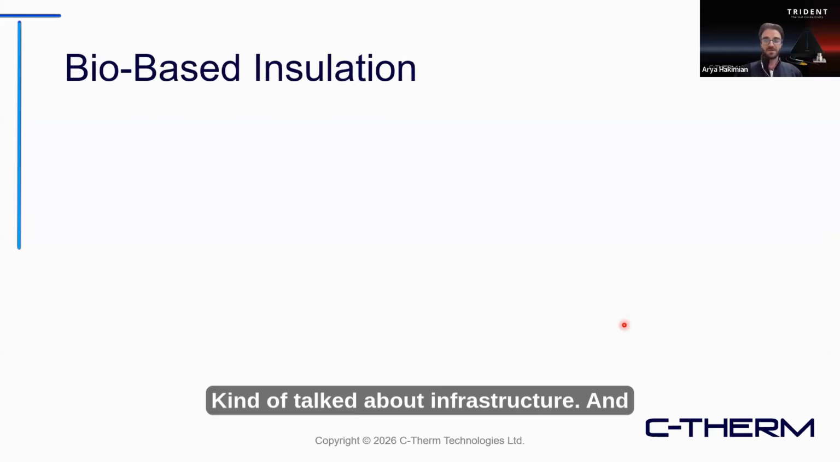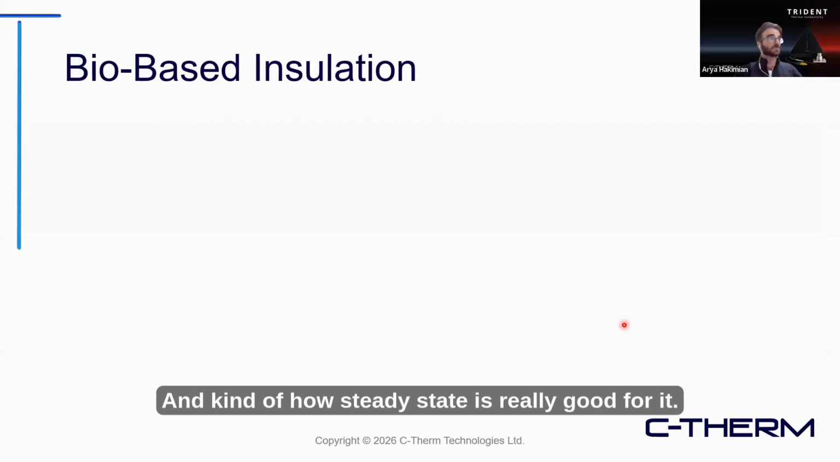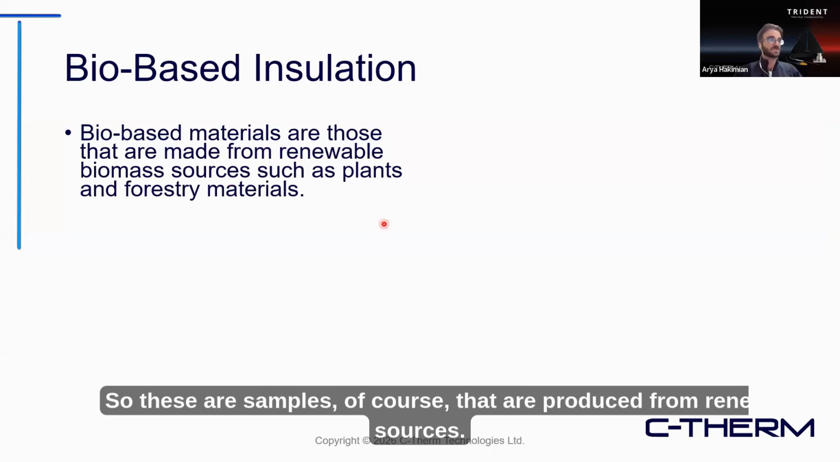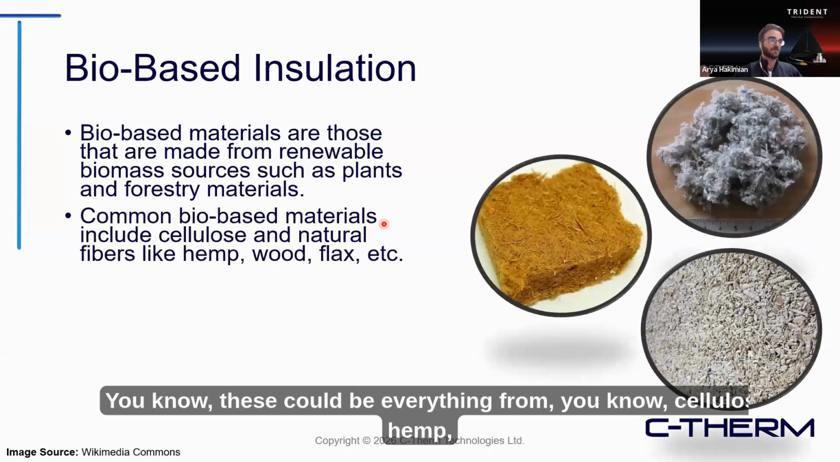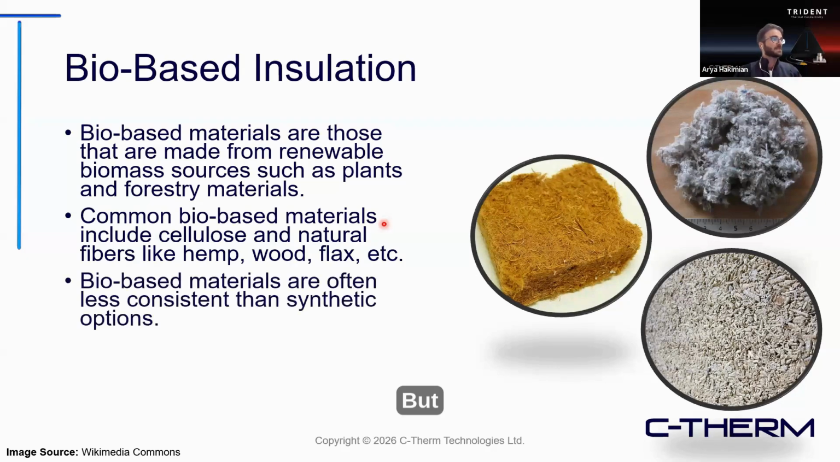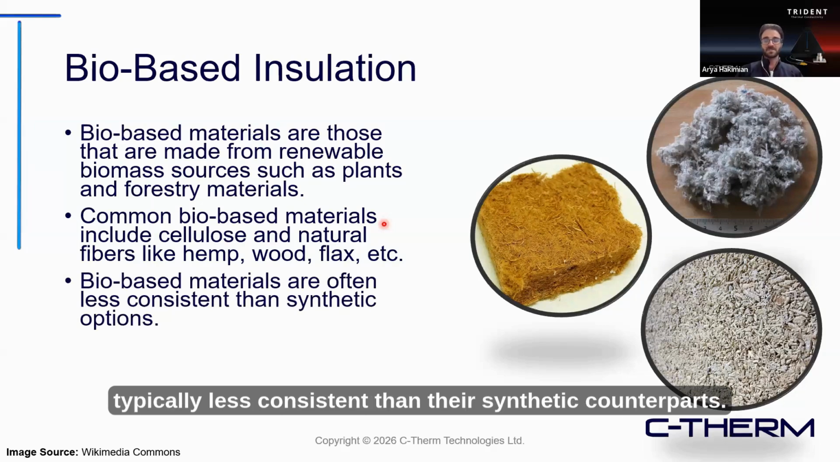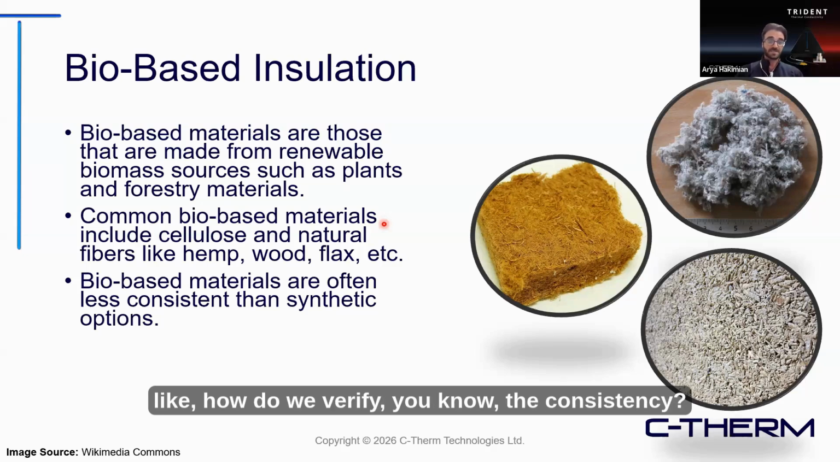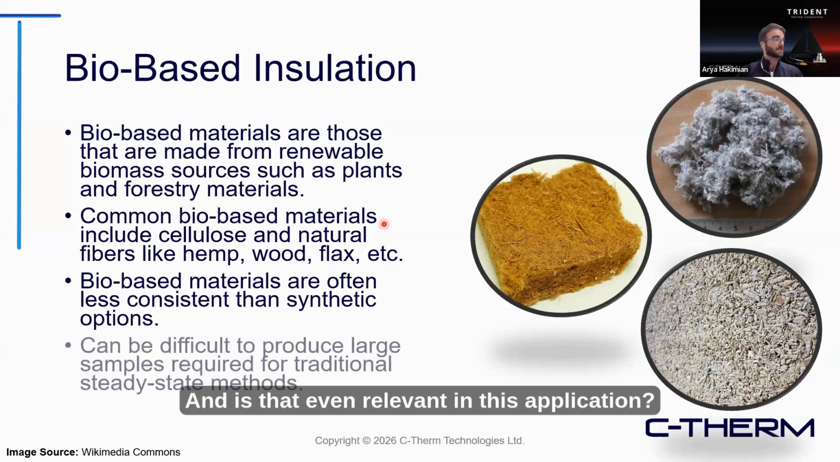Now, we talked about insulation and how steady state is really good for it. But we're seeing a lot, both in industry now and also in academia, of bio-based materials. So these are samples, of course, that are produced from renewable sources. These could be everything from cellulose, hemp, wood, flax. There's a variety of different options out there. But these bio-based materials in and of themselves are typically less consistent than their synthetic counterparts, just by nature of being naturally occurring. So how do we verify the consistency, and is that even relevant in this application?